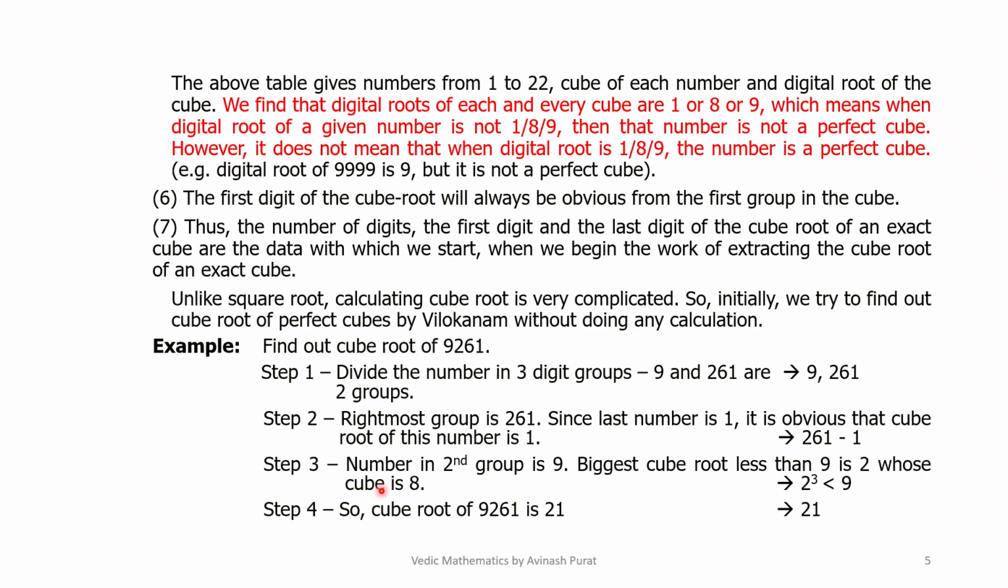Step 3. Number in second group is 9. Biggest cube less than 9 is 2, whose cube is 8. So 2 cube is less than 9. Step 4. So cube root of 9261 is 21. 2 and 1.